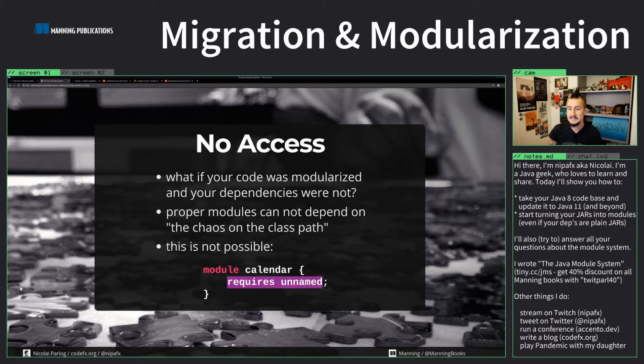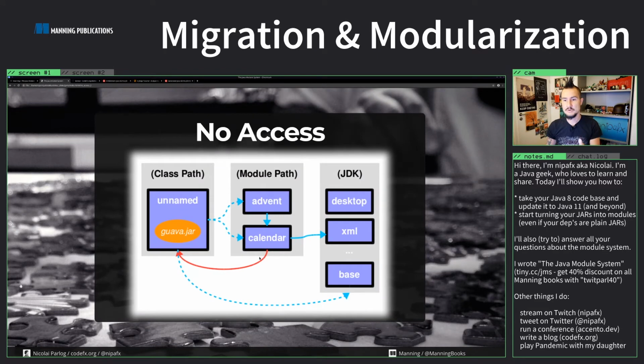And the reason for that is that you reference a module by its name. And the unnamed module's name is not unnamed. That's a sentence that should go into a stellar example for good explanations. So the name of the unnamed module is not unnamed. It doesn't have a name. You cannot reference it. You cannot require it. This does not work. You cannot put Advent and Calendar into proper modules onto the module path and then reference your lousy dependency which is on the class path. That will not work.